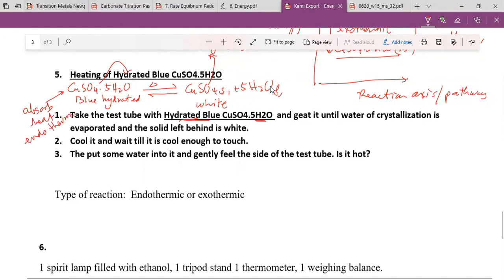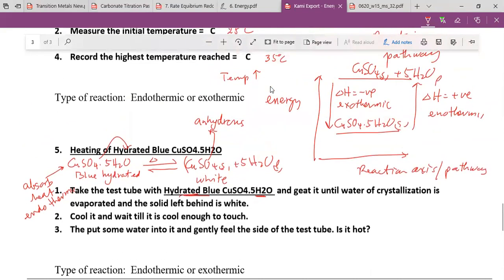Okay? To form this one here. To form your white, it will ask you to color. White anhydrous is called white anhydrous copper sulfate. Okay? Now I'm telling you, if you cool it and wait for it to be cool enough to touch, you put some water inside, it means it will go backwards.